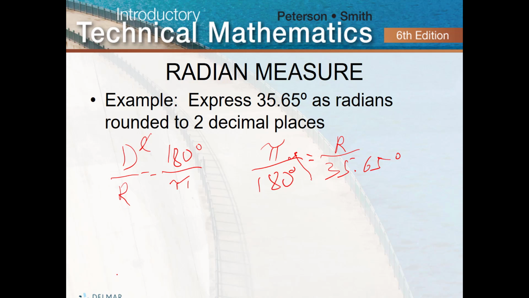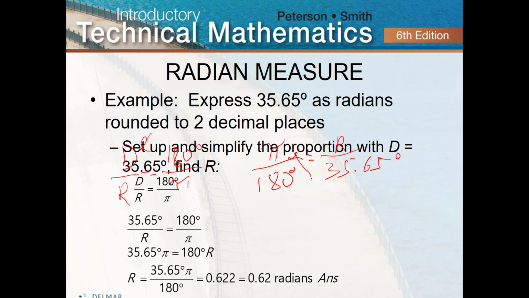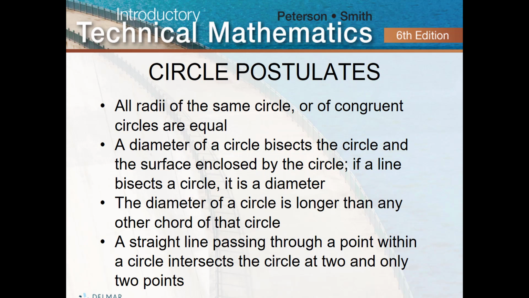All right, so let's see how they did it. See, we're on the right track. Yep, proportion. 0.62 radians. Check it out. Again, set up the proportion: 35.65 times pi over 180, and it gives us our radians. And again, we can go back and forth. If we had radians, we could figure out degrees just as easily.